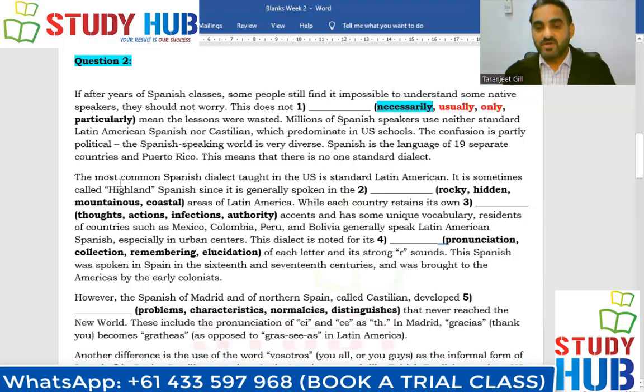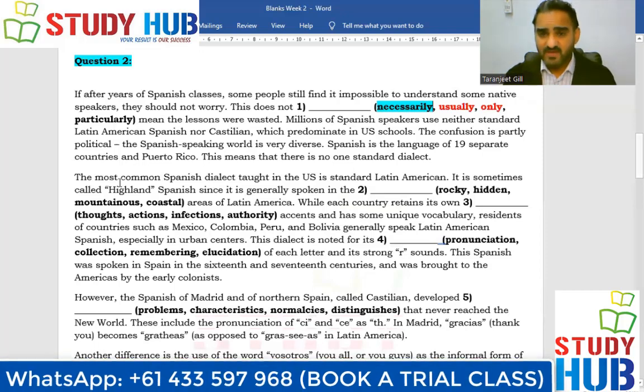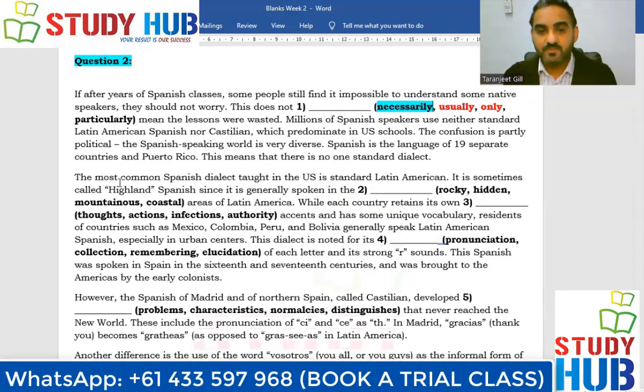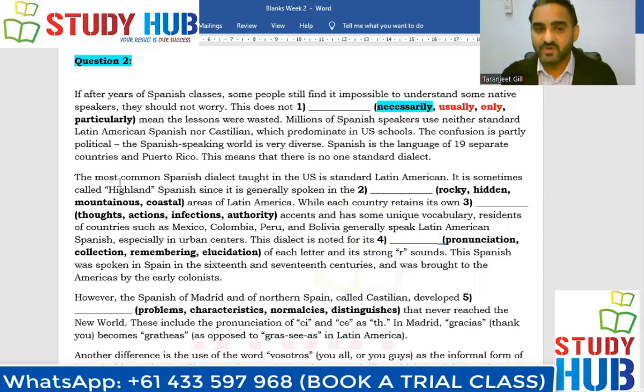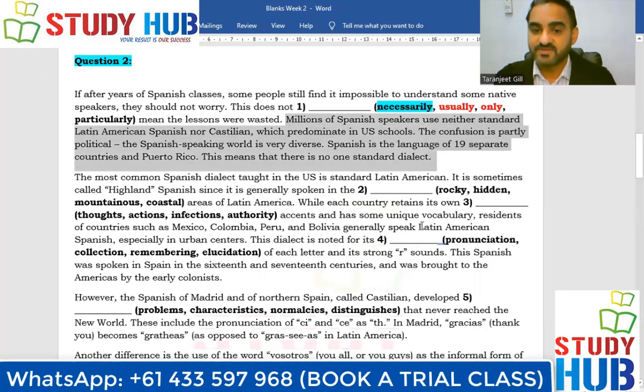Particularly is used when we are talking about a specific scenario, specifically, right? I was able to do all the tasks, particularly the first one. So we are talking specifically about one part. In this case, we are more talking about an inevitable thing. So it is not necessary that you have wasted your lessons. And of course, I am not going to read that for the same reason.